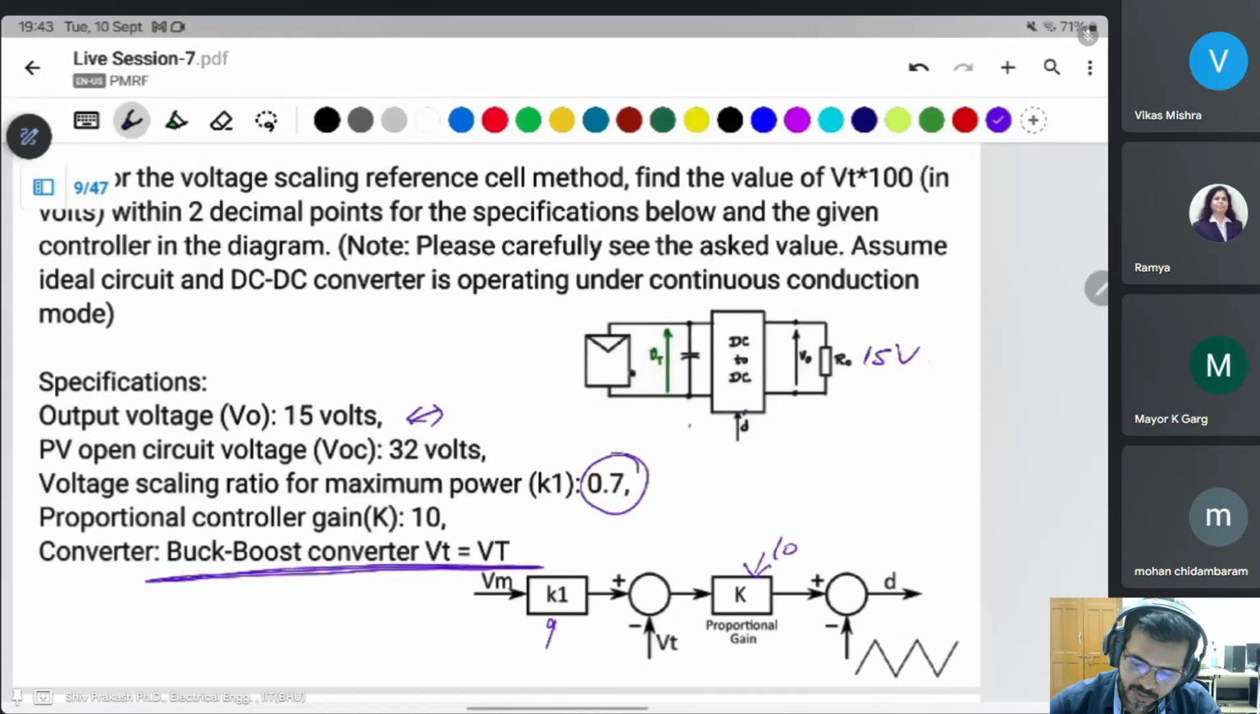Then what is the input side voltage? This is the output voltage. You know the buck boost converter output voltage is D Vs divided by 1 minus D. If output voltage is given and input voltage is not given, then we want to calculate first the duty cycle, then after.